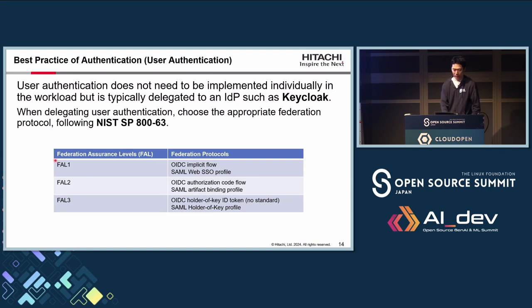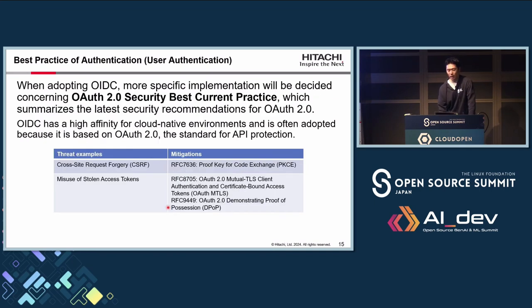For example, in FAL1, OIDC implicit flow is permitted. In FAL2, OIDC authorization code flow is needed. In FAL3, some kind of holder-of-key ID token is required. And when adopting OIDC, it is essential to decide on more specific implementation by following the OAuth 2.0 security best current practice, which summarizes the latest security recommendations for OAuth 2.0. Since OAuth 2.0 is the foundation of OIDC, the document is also applicable to OIDC.